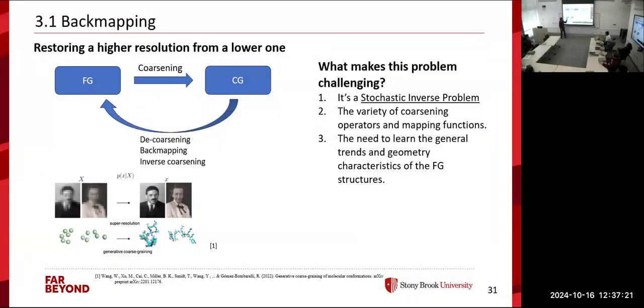Well, it's again a matter of resolution and degrees of freedom. You go from few degrees of freedom to higher degrees of freedom, and you do want them to follow a distribution. Which brings me to the third point, I guess. You don't just want to learn how to guess how a CG resolution maps to an FG resolution. You have to train a model that has a general idea about the topology of the molecules as a whole, so that you can make it as realistic as possible.